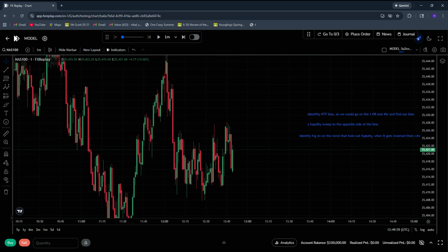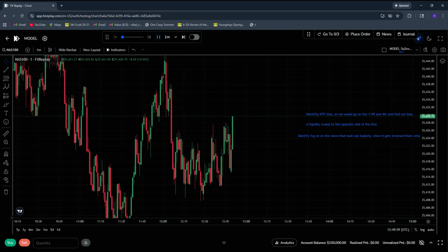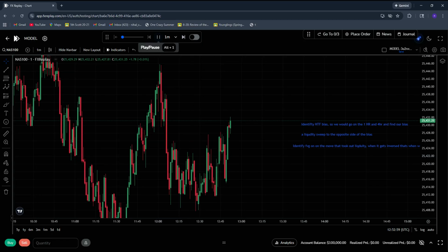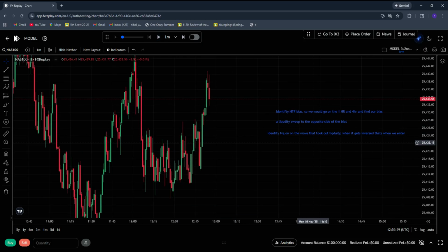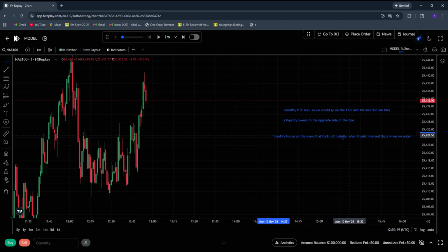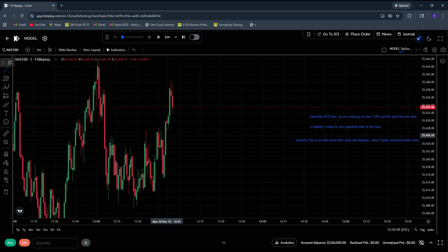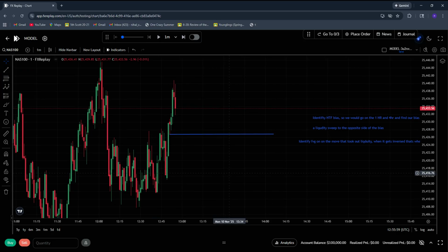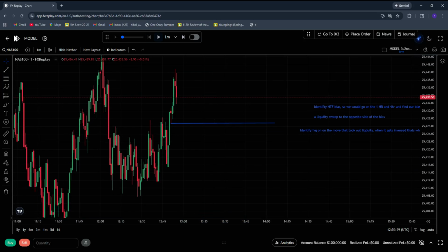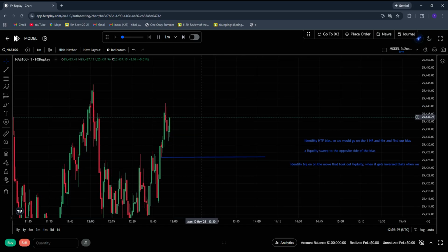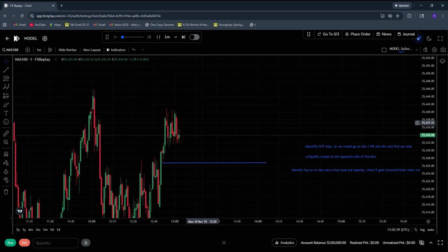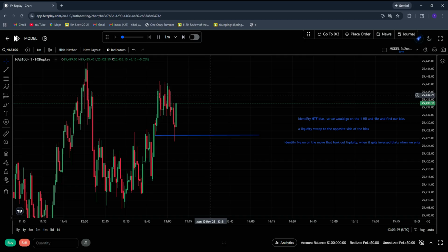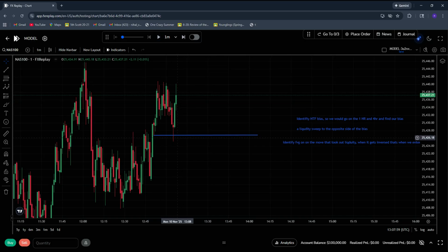Now this is market open, so let's let it play out for a minute. As you can see, we're in an uptrend, so we need to wait for liquidity to be taken out. Right now resting liquidity would be right here. Now we just need to wait for one of those to be taken out. Okay, this has been taken out.